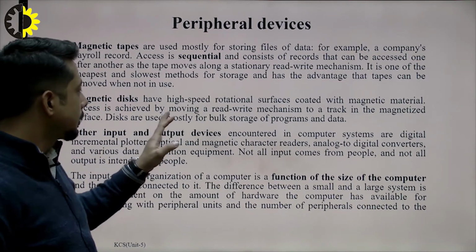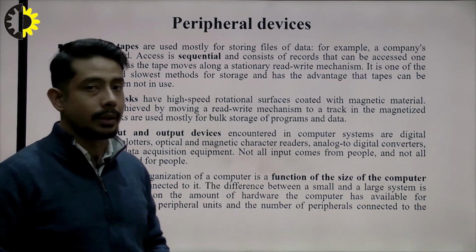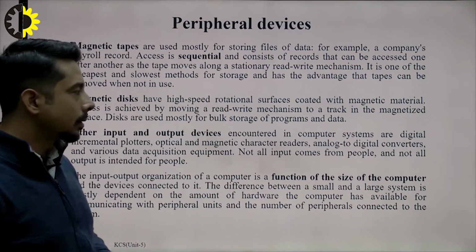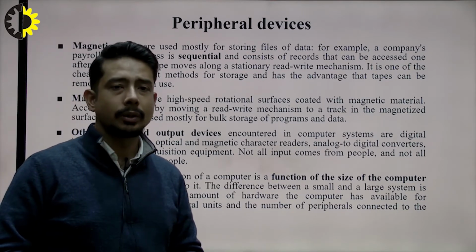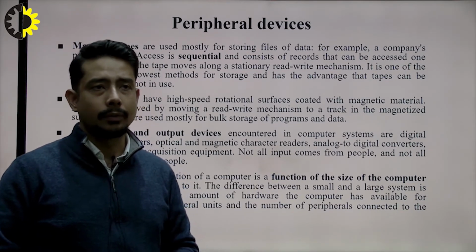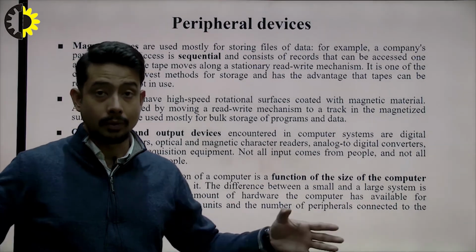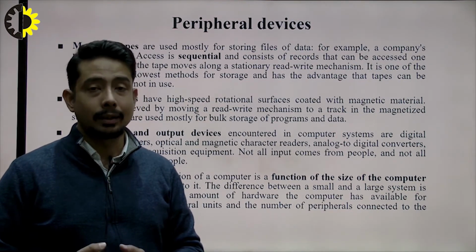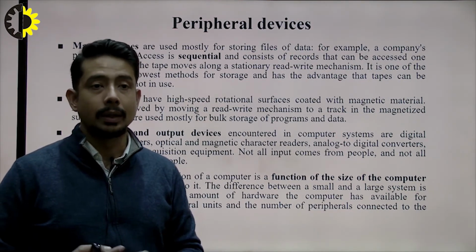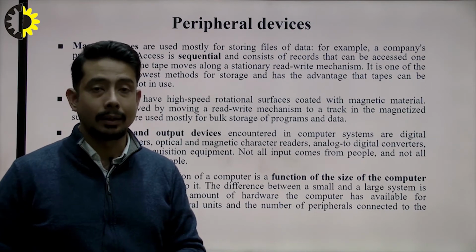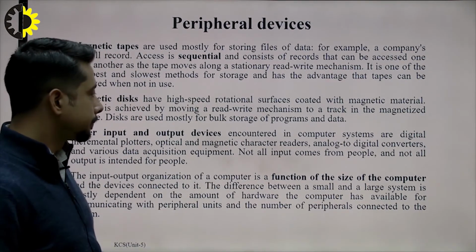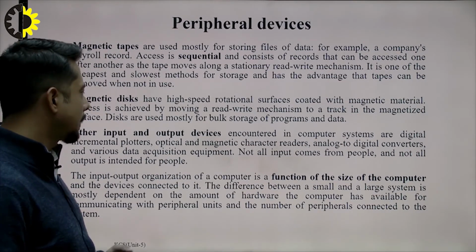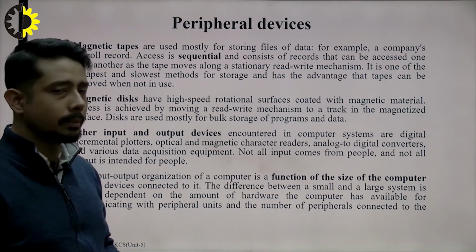Disks are usually used for bulk storage of programs and data. These are a few points I have tried to bring out. Now there are a lot of other input output devices. On the printer side, we have plotters, huge size plotters. Then you can talk about OMR and OCR, optical character readers and magnetic character readers. Then we have analog to digital converters. These are the different types of input and output devices which you can also mention.